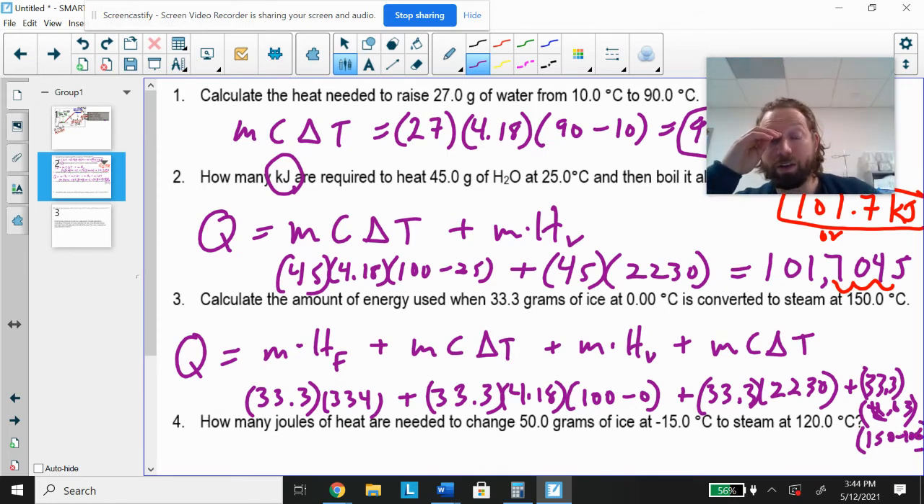Okay, so I'm not going to take the time to plug that all in, but if you multiply and then add up all of that, you should get your answer. It's going to be a big number, so I'd suggest you convert it to kilojoules.